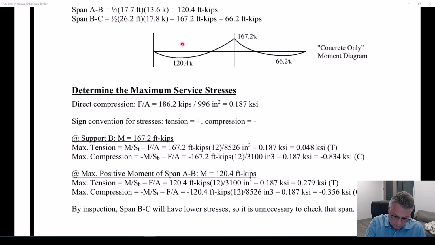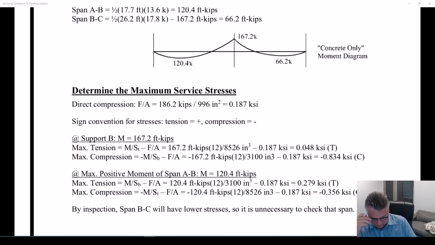Maximum compression, again, this diagram, the reason we draw it to the tension side, tells me tension's on the bottom, so by default, compression's at the top. So if I'm going to look at the top of the beam, I know that my M over S top is going to have to be negative. That's a negative stress. That's compression minus F over A. 356 KSI in compression. We don't need to go through the process for this span because that's a smaller positive moment, but we did have to look at the maximum negative moment and the maximum positive moment to get these answers.